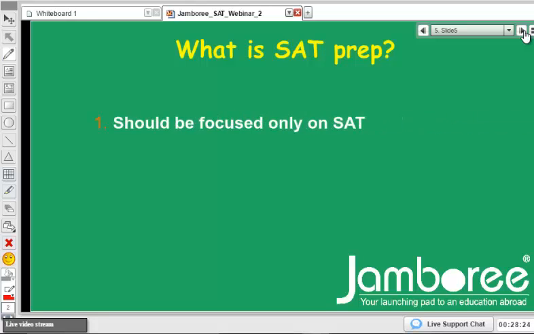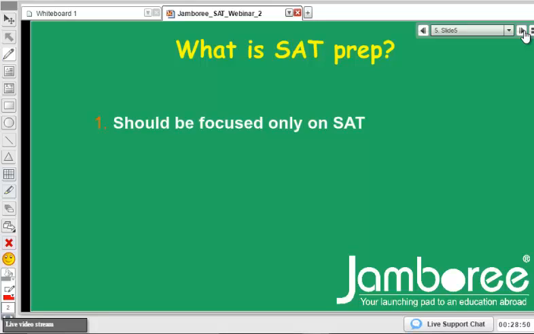Your SAT preparation should be focused only on the SAT. It seems like a stupid or idiotic statement, but you will be surprised to know how this simple instruction is something that is not followed by most students. Instead of preparing on question types and accuracy and time management, students end up focusing on vocabulary and grammar. That's not the right way to go about it.